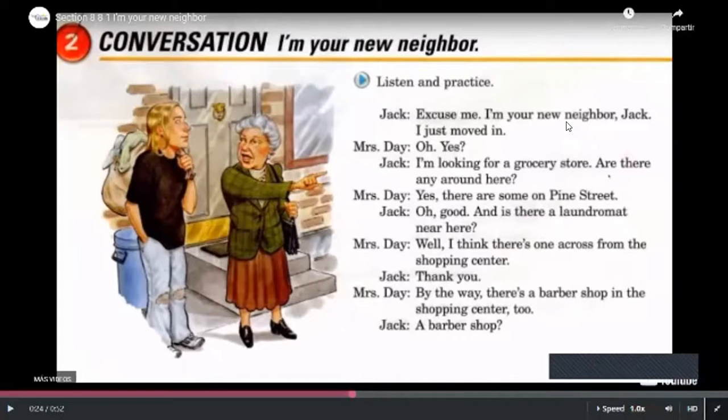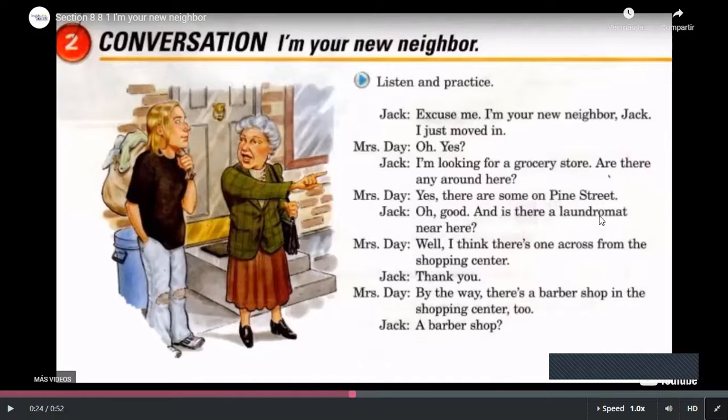Neighbor. What's the meaning of neighbor? Perfect, for the future. Neighbor means vecino o vecina. Neighborhood is the place, the area where you live. For example, Escalón neighborhood, right? Excuse me, I am your new neighbor. Neighbor, neighborhood. Any other question?